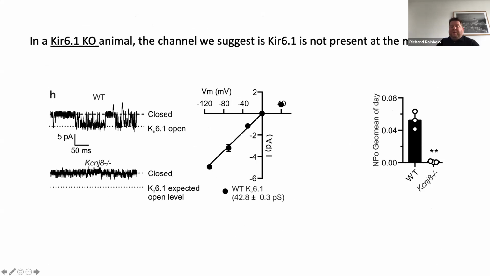Our final really important bit of evidence, I think, is the fact that in our KR6.1 knockout animals, where we went to Andy Tinker's group in London to do these experiments, we couldn't see this channel being present in these cells. So it seemed to be absent, which again gave us a really good indication this was actually the channel we were looking at.